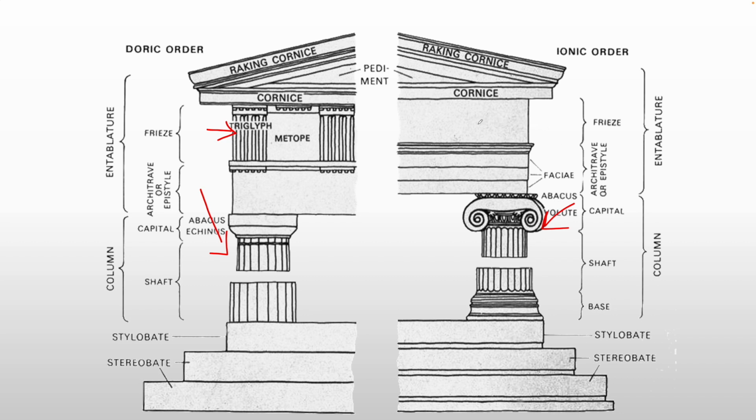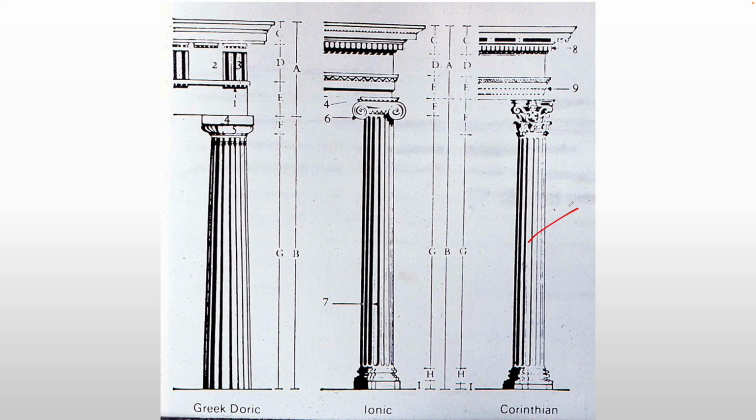The other difference is that instead of metopes, the Ionic has a frieze, which would be one continuous long image running around the building. Now, these columns, there are three types. These are known as the Greek orders. There's the Doric, the Ionic, and the Corinthian.